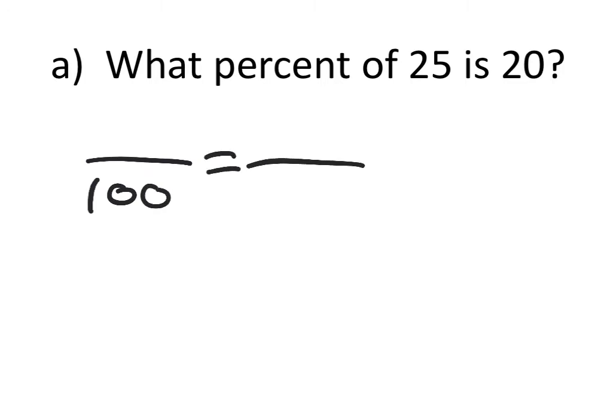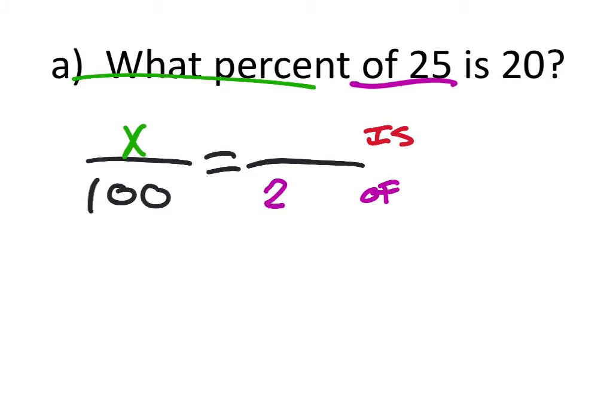So it says what percent, that means we don't know the percent, right? And the percent goes above 100, and that's my unknown, and I'm just going to use x for my unknowns on these. And then what do we get? Remember, it's always is over of, right? And they gave us both. It says of 25, so that would be the denominator there, and 20 is our numerator. And remember, the wording on that could change. They could say what percent is 20 of 25. It still would set up exactly the same way.